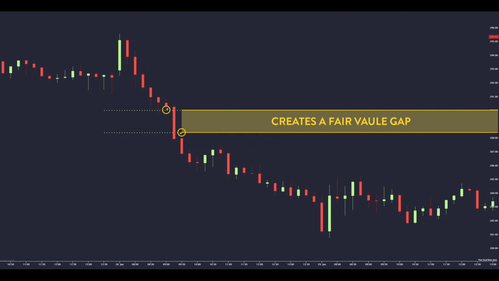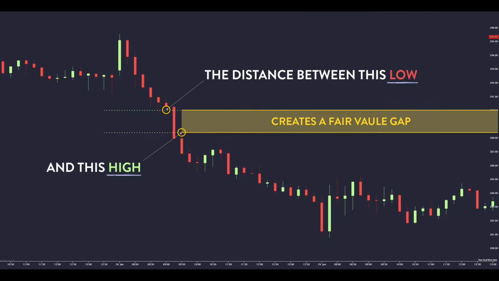Fair value gaps are created within a 3-candle sequence and are commonly visualized on the chart as a large candle whose neighboring candles' upper and lower wicks do not fully overlap the large candle. The reason why a trader might be interested in where these fair value gaps occur is simply that the imbalance created by them can become a magnet for price in the future.